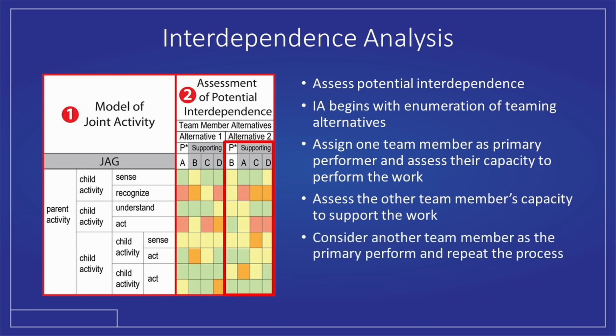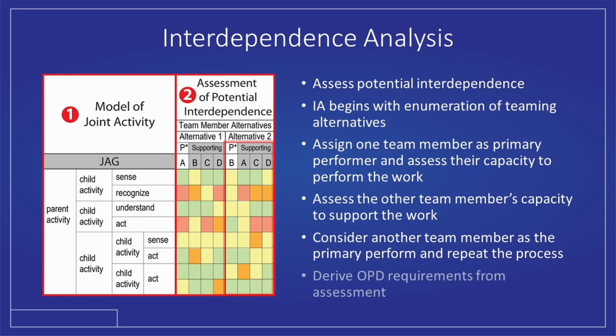Next, we consider another team member as the primary performer and repeat the process. Each alternative will likely be different due to differences in performers' capabilities and supporters' potential to assist, resulting in different potential interdependencies. Ideally, you should permutate through all team members as performer to understand the potential interdependencies. This seems daunting, but in practice there tend to be patterns that emerge that reduce the scope of this permutation, but that's a discussion for a future video.